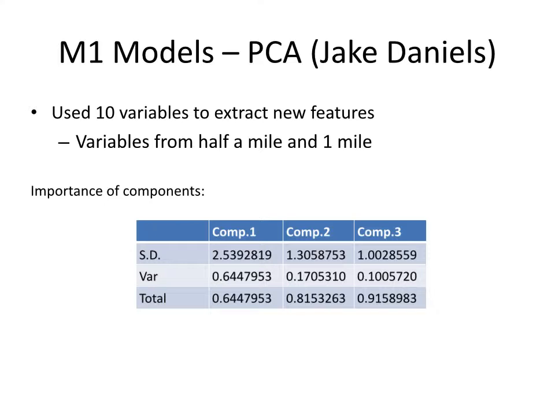For my first model, I ran a principal component analysis. I used 10 variables from the original data, which were low access population, low income, kids, seniors, and vehicle access for both half-mile and 1 mile radius. With these variables, I used a PCA to extract new features and created 10 principal components. Out of the 10 components, only 3 are needed to account for 92% of the variability in the data.